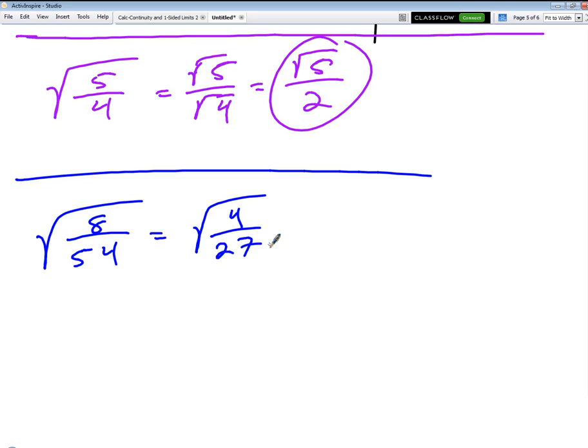What's the next step? Good. Square root of 4 over square root of 27. Square root of 4 simplifies, right? Okay, now what about this guy? Square root of 27. Can we simplify that? Because if we can, it'd sure be nice. That's a big number.